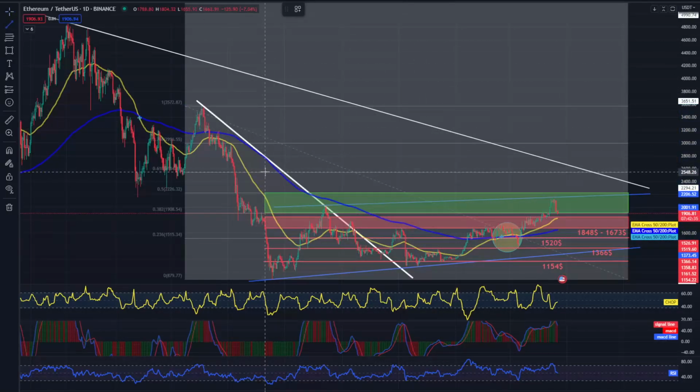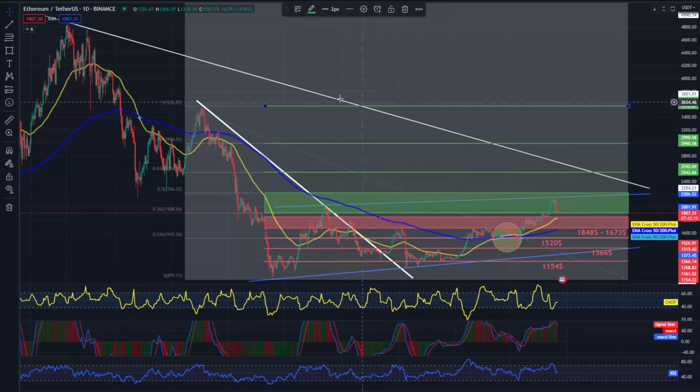be able to observe an attack on the resistance at $2,543, and then a third resistance at the price of $2,991, and the fourth resistance at $3,573.